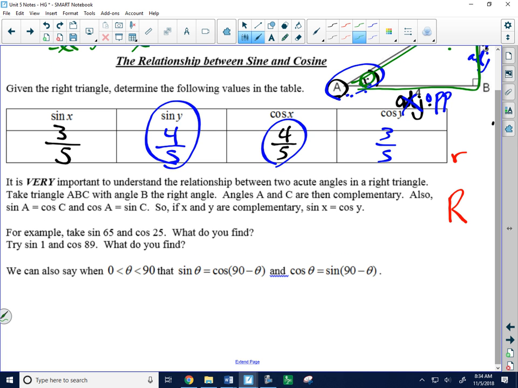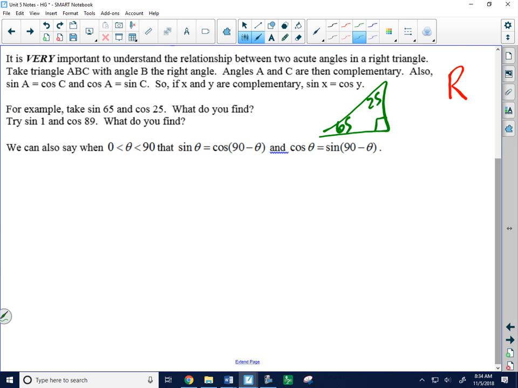So I said that sine of A was cosine of C. Sine of one angle equals cosine of the other. So try this on your calculator. I just want to show you. If I had a right triangle and I had this angle was 65, the other angle when I subtract from 90 would be 25. So just try this out real quick. Verify. Do sine of 65 in your calculator and do cosine of 25.